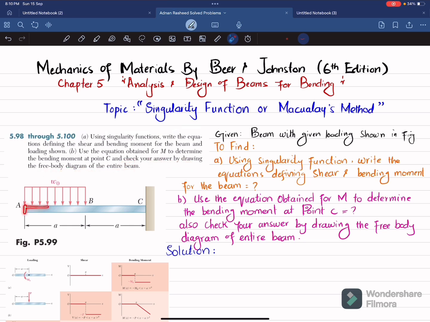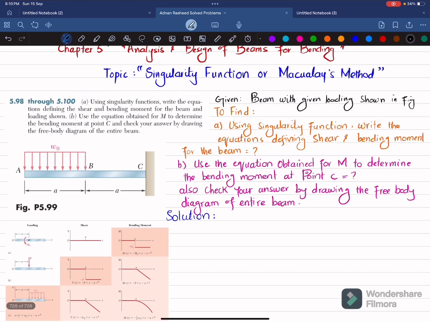So you can see this is a cantilever beam having fixed support at point C, and there is a distributed load from A to B, and that is of magnitude W naught. So you have to find the shear and bending moment equation by using singularity function. So let's start with the solution.